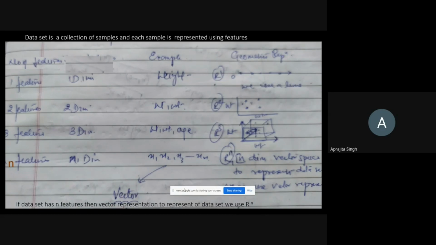If a data set has n features, then the vector representation to represent the data set uses R raised to n. So if it is one dimensional, we say R raised to 1. If it is two dimensional, we say R raised to 2. If it is three dimensional, we say R raised to 3. And if it is n dimensional, we say R raised to n.